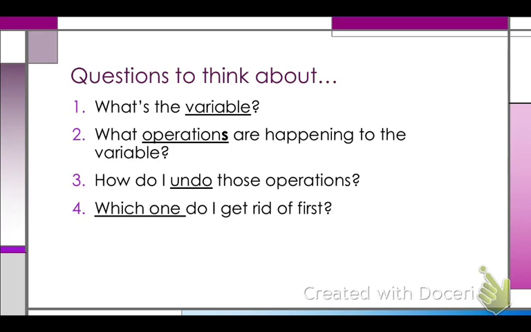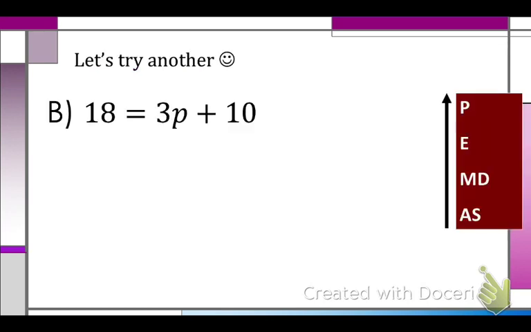Okay, so let's use these to try another problem. So write this one down in your notes. 18 equals 3p plus 10. So if I'm working in reverse order of operations, first thing I'm going to get rid of is any addition or subtraction. So I'm going to draw my line first of all, down the middle. And then I see I have multiplication happening and I have addition. So I want to get rid of my addition first.